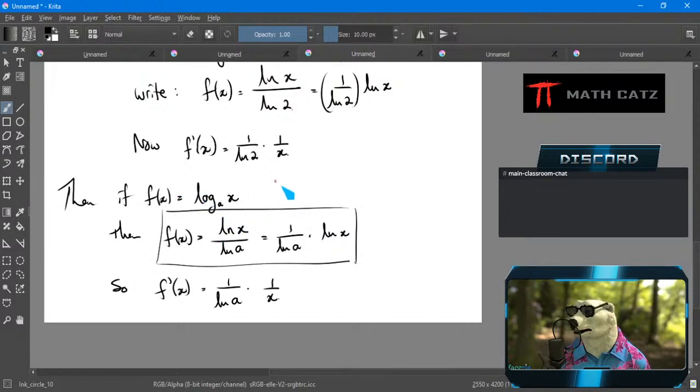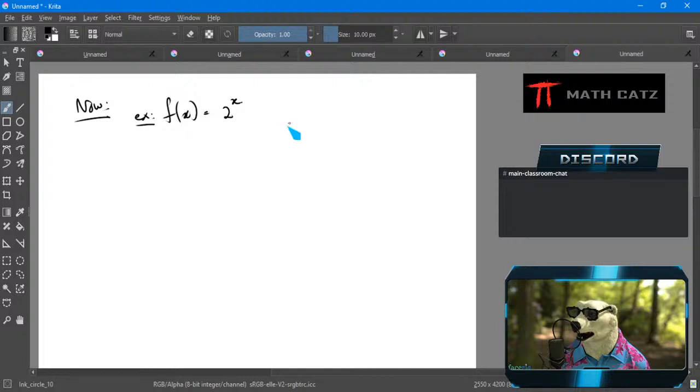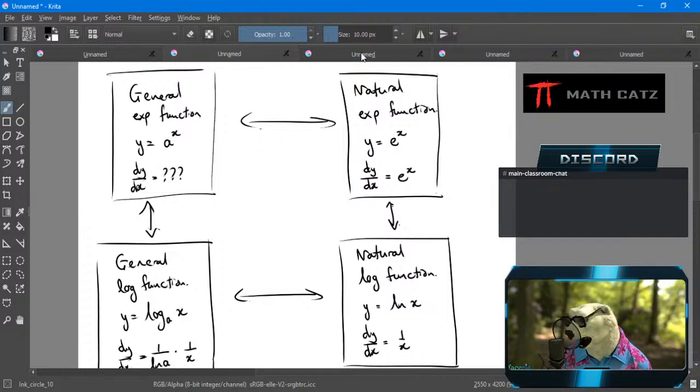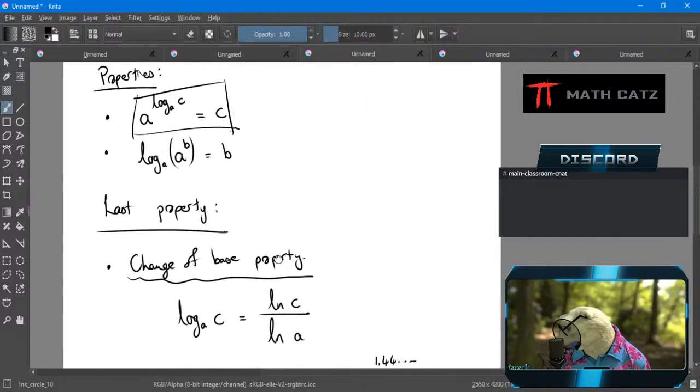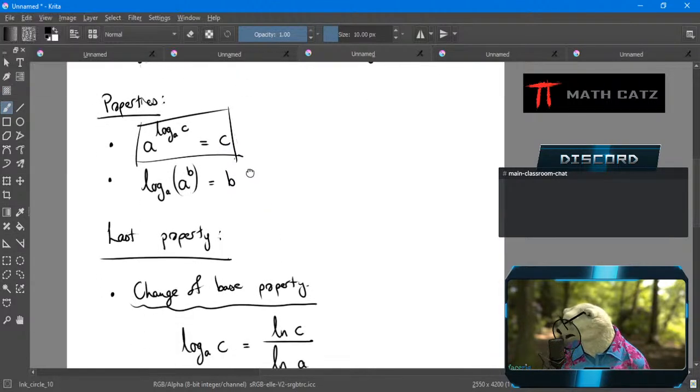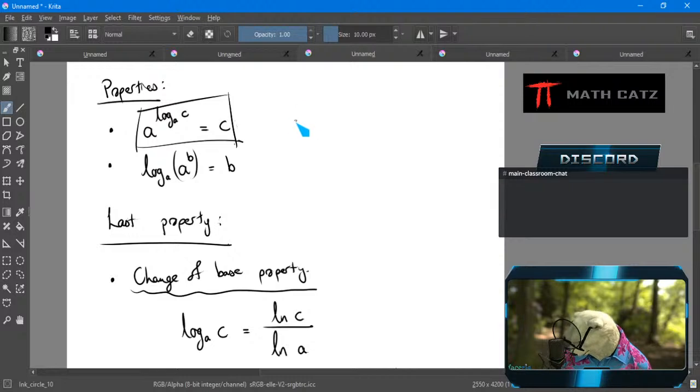I want to refer back to the natural version. But in this case, there's no property to quickly rewrite this to the natural base. But there is one that I'm looking for. I don't know where I put it. Oh, it's up here. It's this first one. This says that anything, this C can be literally anything. I'm going to just use this property backwards. This C can be anything.